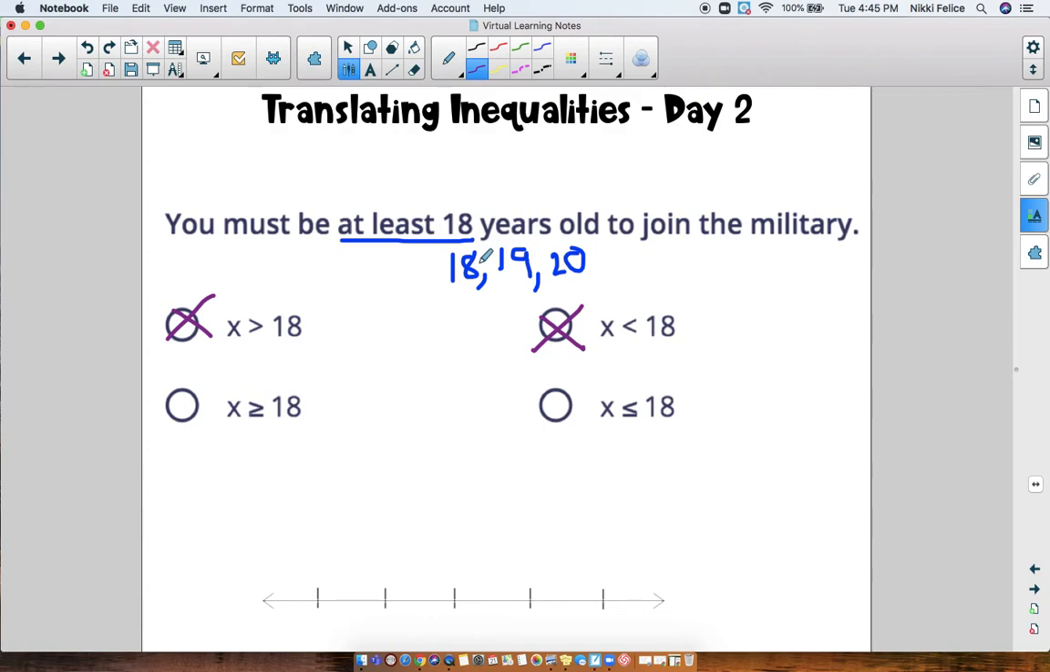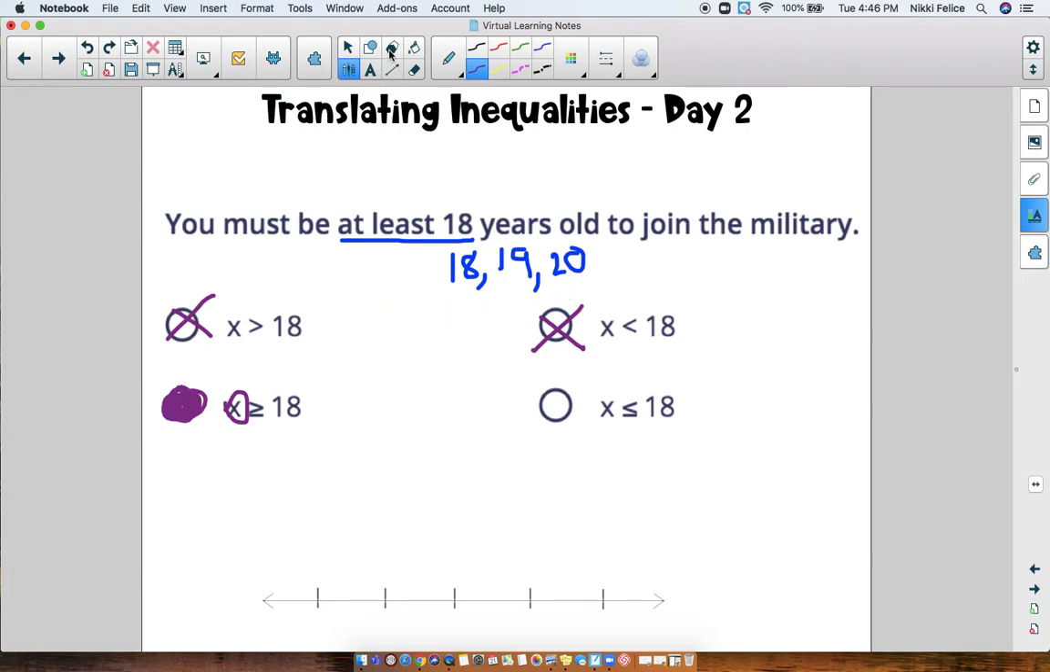So remembering that you are X, you want the numbers that are, are these numbers bigger than 18 or are these numbers smaller than 18? They're bigger. So when you plug in a number for X, do you want your numbers, your X, to be greater than 18, or do you want your numbers to be less than 18? Well, we need to be over 18 years old, so you, the X, has to be greater than or equal to 18. So this right here would be my solution.